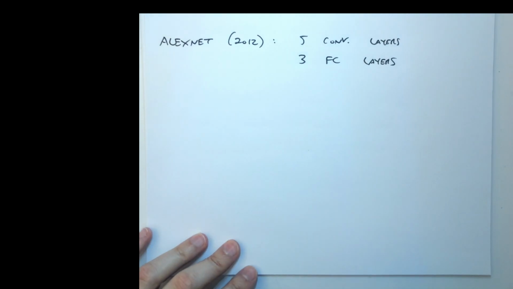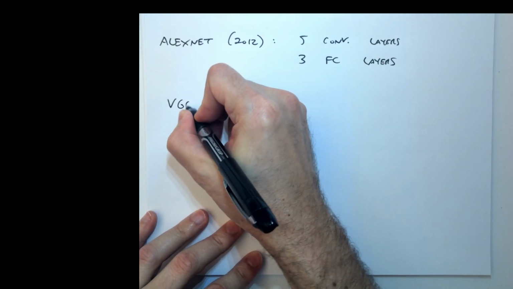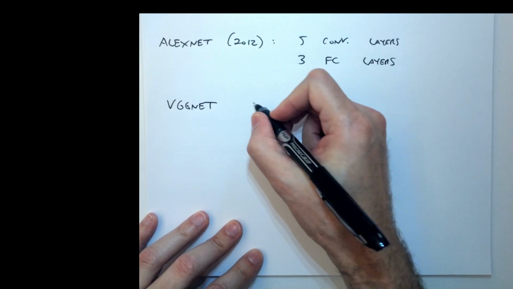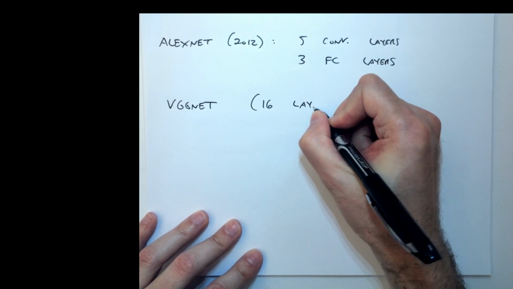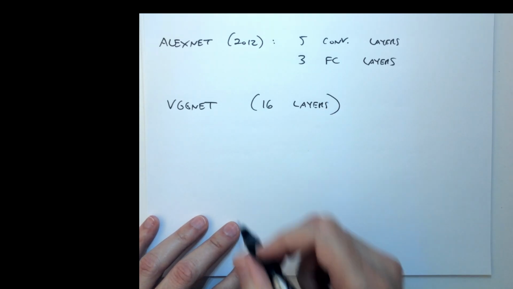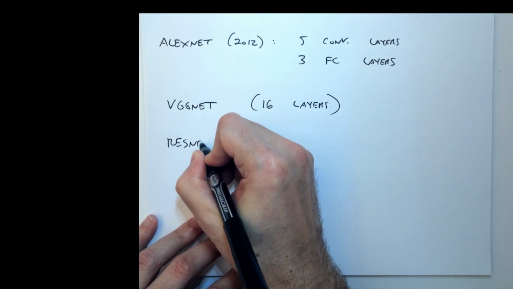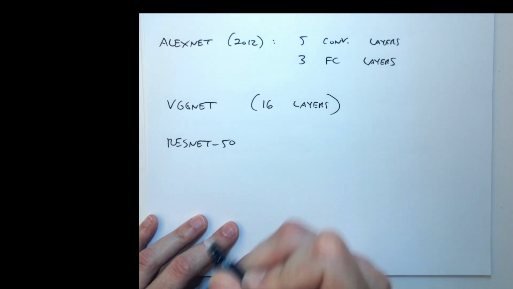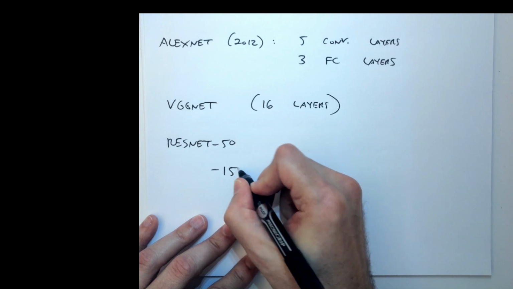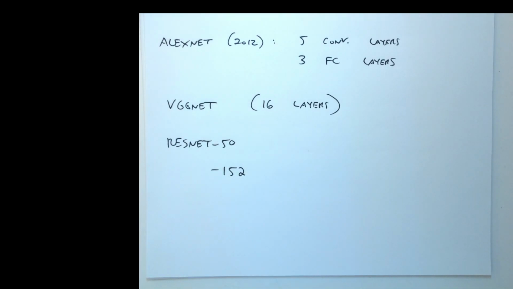What came next was something called VGGNet. I don't remember the date, but this network had 16 layers, so already twice as many layers. Then there was something called ResNet 50, which had 50 layers, and then there was ResNet 152, which had 152 layers, right? So clearly, the trend is whatever you can cram into your GPU for training, you should try to do, right? And this makes it very difficult to understand what's going on at any given point in this sea of layers in your network.